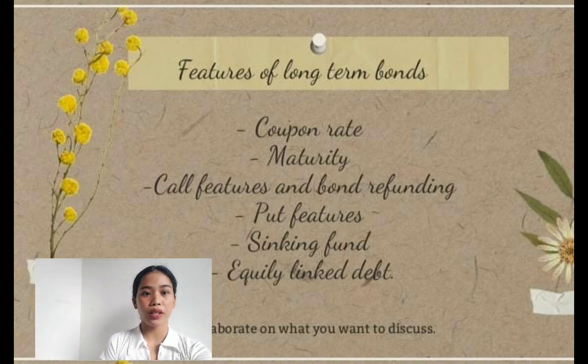Put feature is an optional provision that entitles the bondholders to sell the bond back to the issuer before maturity at a determined price and reinvest the proceeds in bonds with a higher coupon rate. Sinking fund is the method of providing for gradual retirement of a bond issue in which a certain amount is put aside annually or sunk into a fund account. Equity-linked debt: a conversion ratio is determined, which refers to the number of shares into which a convertible bond can be converted.